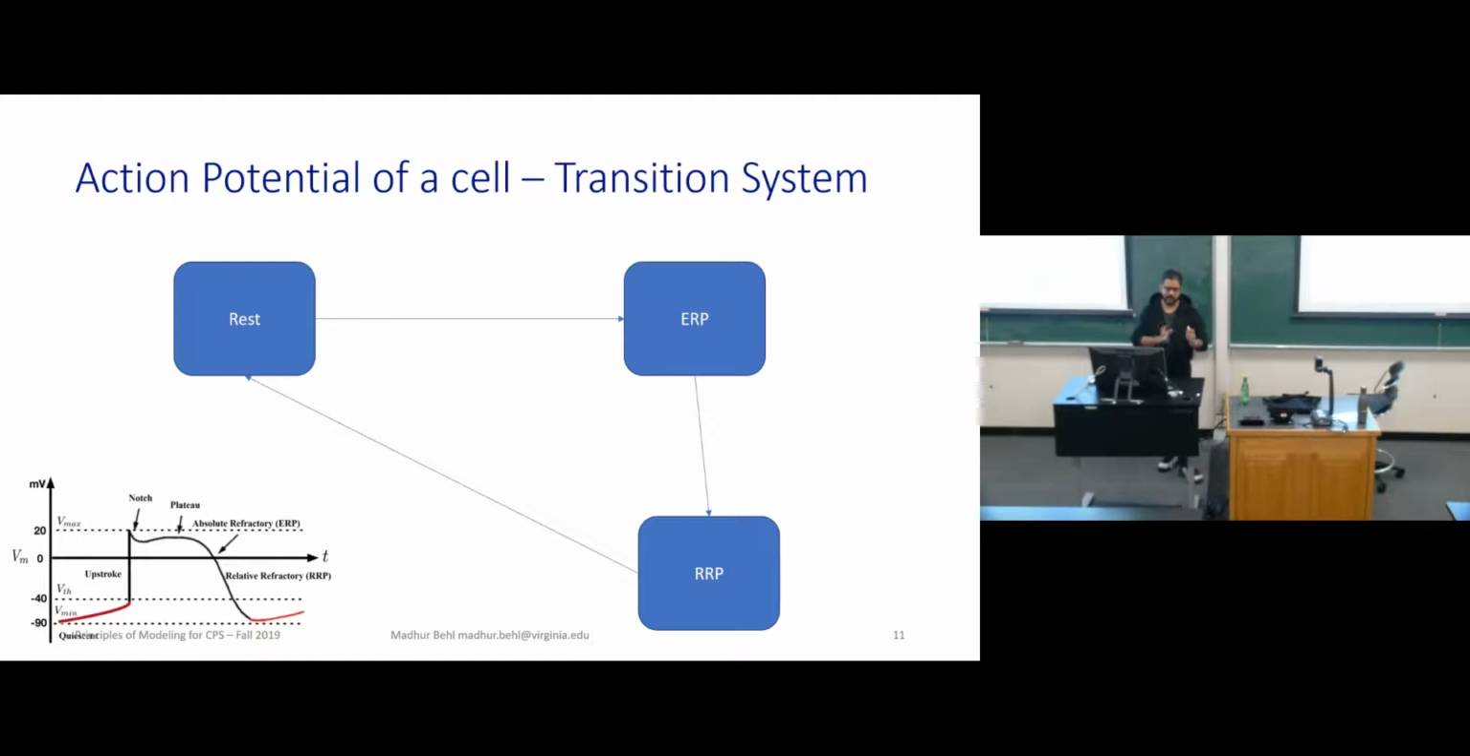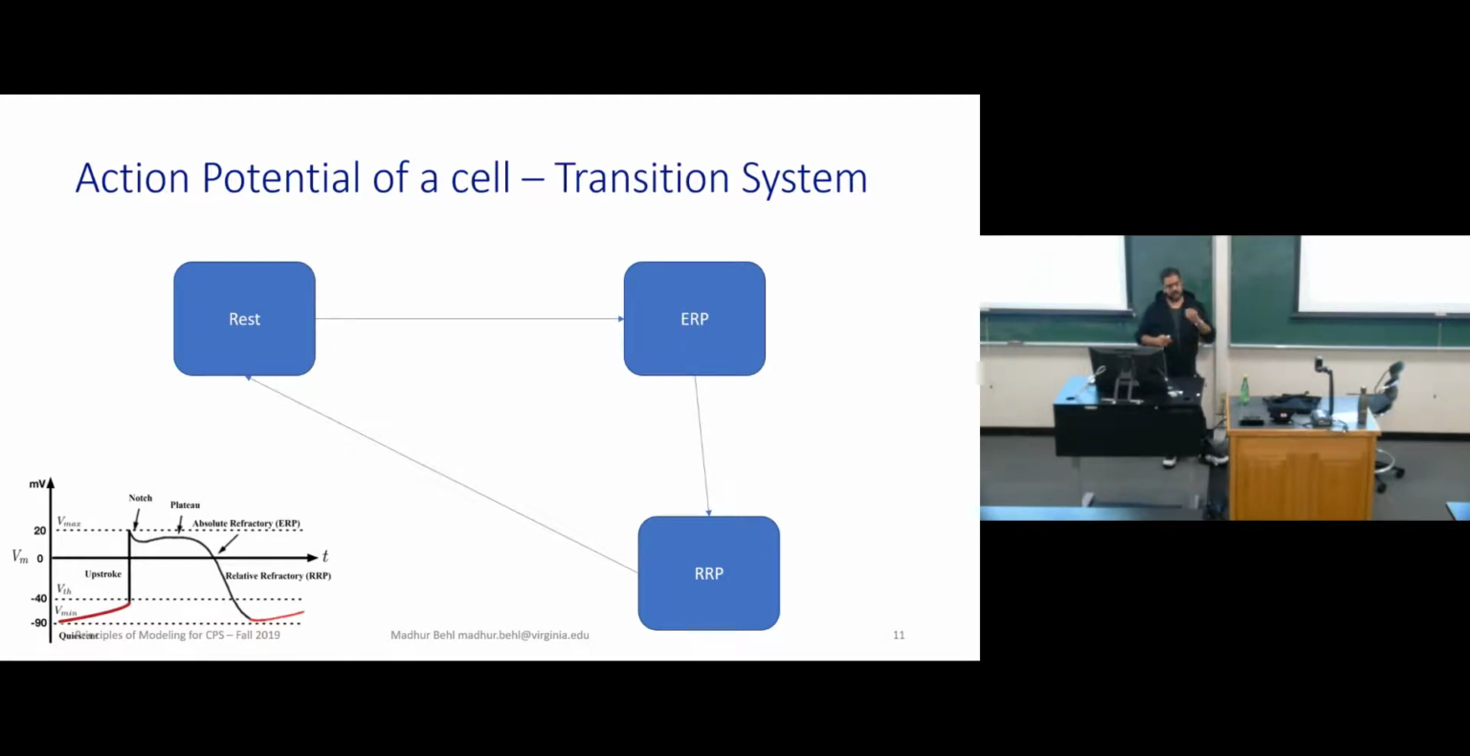So a cell goes from rest, it transitions into the location ERP, stays there for a while, transitions out into RRP, and eventually goes back to rest. Right, so very simple. This is what is called a transition system. And we are not yet concerned how long we are staying in these locations, just that this cycle exists for a cell. Right? That's our starting point. This is also what is called a finite state machine, for those who are familiar with that terminology.